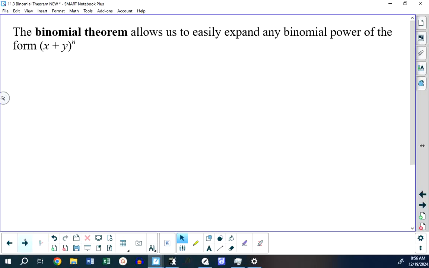There are shortcuts. It doesn't have to be x plus y. It could be (3x - 5y)^6. It could be (p^2 - 10)^4. What's important is the base of this power is a binomial, and the exponent of this power is a whole number. It's 0, 1, 2, 3, 4, etc. We cannot use the binomial theorem for fractional exponents, which is going to cause a bit of a problem when we try to apply this in calculus, if you're in my calculus class next semester.